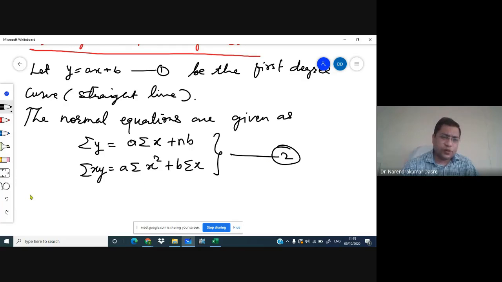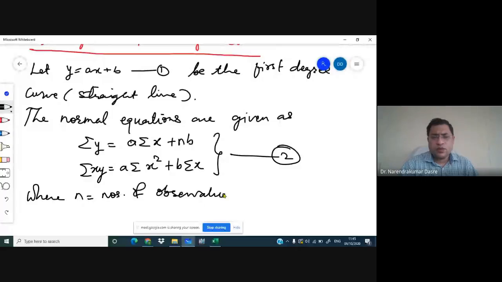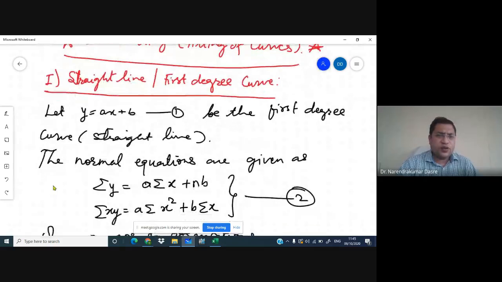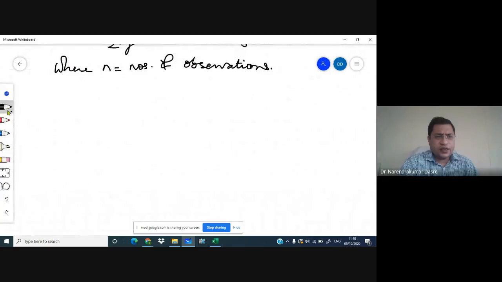Here n is equal to the number of observations. So this is the curve that we want to fit, and these are the normal equations corresponding to this curve. Now we have considered the straight line, the first degree curve, and now I want to consider non-linear regression.